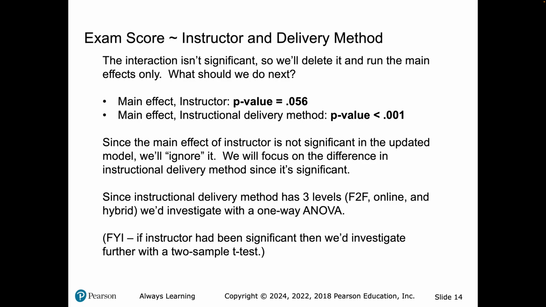Recall that instructional delivery method had 3 levels, face-to-face, online, and hybrid, so that dives us into a one-way ANOVA, which we studied in lesson 4. Now, just an FYI, if instructor had been significant, then we'd investigate further with a 2-sample t-test. Since instructor was A and B, 2 levels, a 2-sample unpooled t-test would be appropriate.